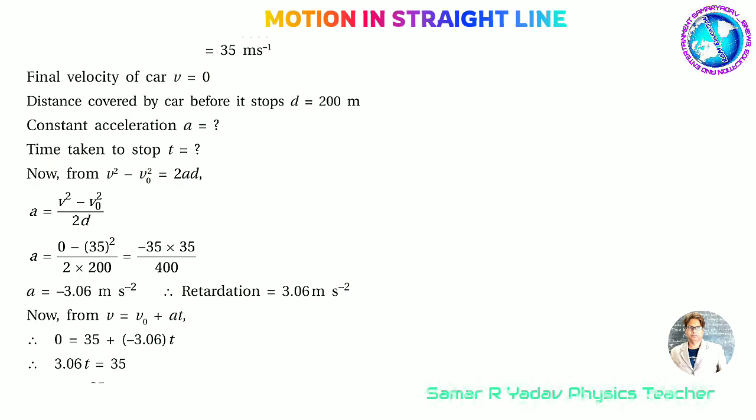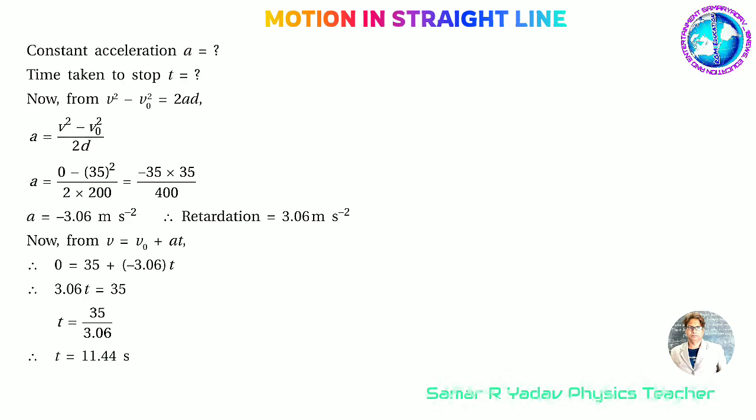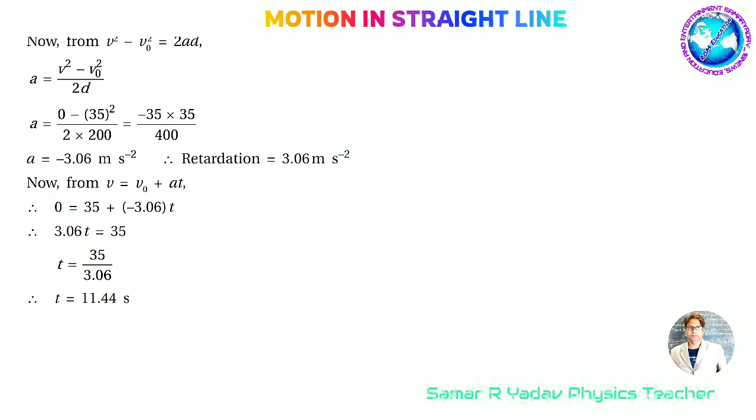a is equal to (0 minus 35 square) upon (2 into 200), which is equal to minus 35 into 35 upon 400. Therefore, a is equal to minus 3.06 meter per second square. Retardation is equal to 3.06 meter per second square. Now, from v is equal to v0 plus at, 0 is equal to 35 plus (minus 3.06) into t. Therefore, 3.06 t is equal to 35. Therefore, t is equal to 35 upon 3.06. Therefore, t is equal to 11.44 seconds.